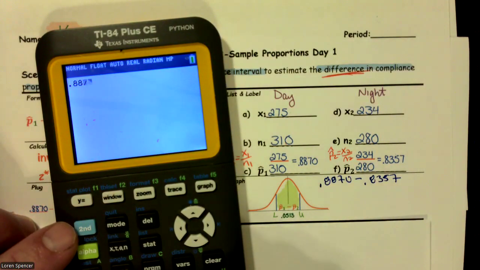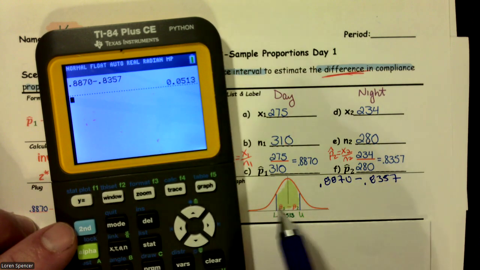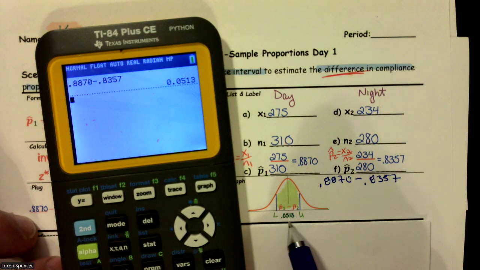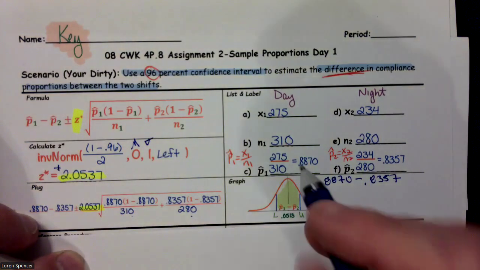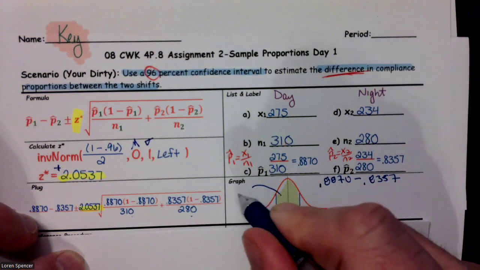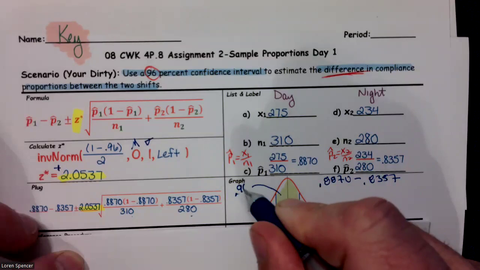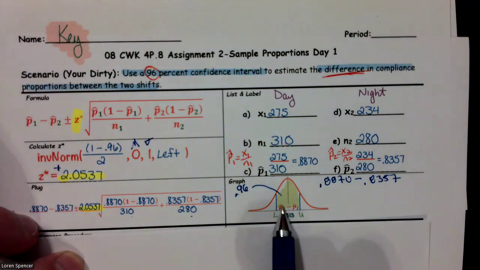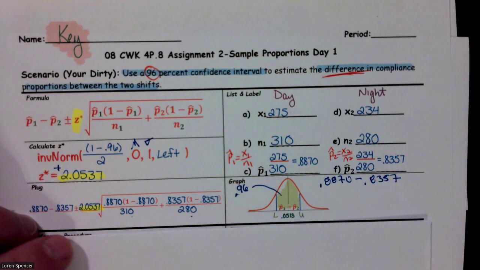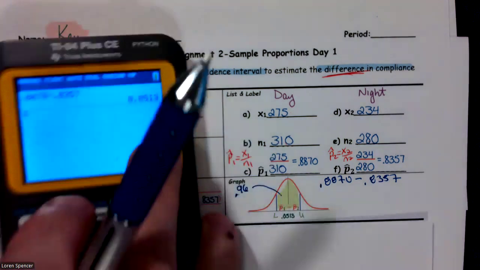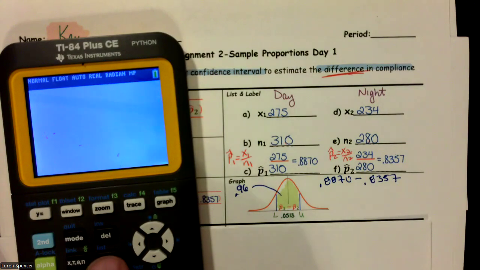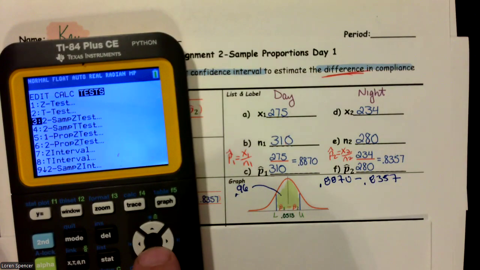So 0.8870 minus 0.8357 equals 0.0513. And we know that we want this to be 96% or 0.96. So that's what the space is going to be in there. At this point, we can go ahead and run this test and get the interval. So stat test, one proportion Z interval.